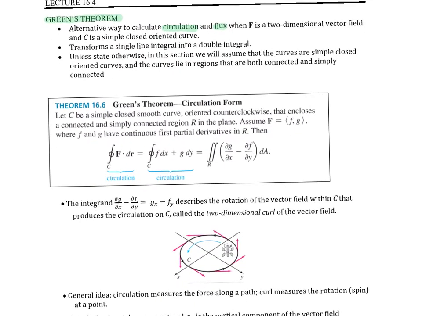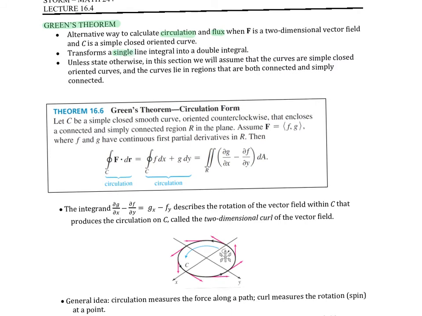And the important part with Green's theorem is that we're going to go from a single line integral, which is what we had previously, into a double integral. And once we have gone from a single integral to a double integral, what that's done is it's broken down our circulation and our flux into pieces.